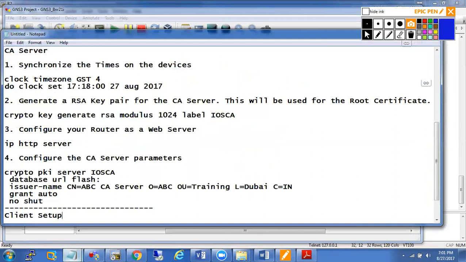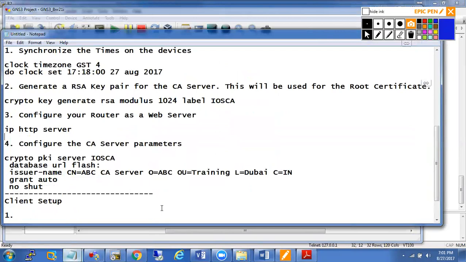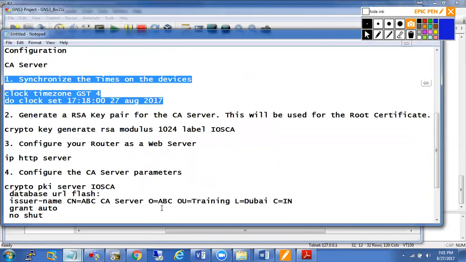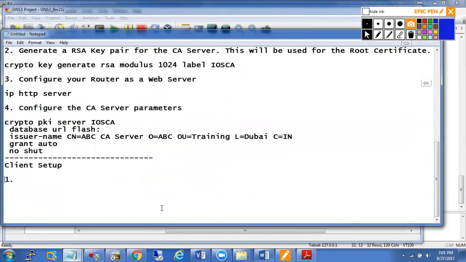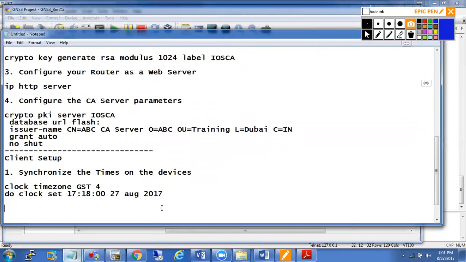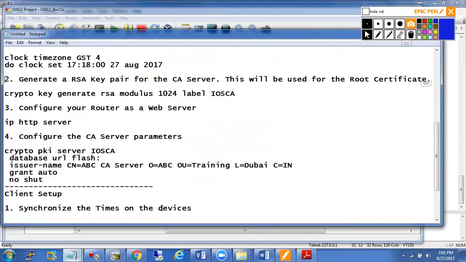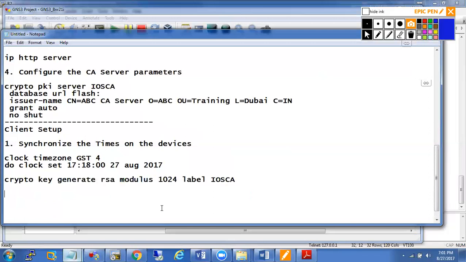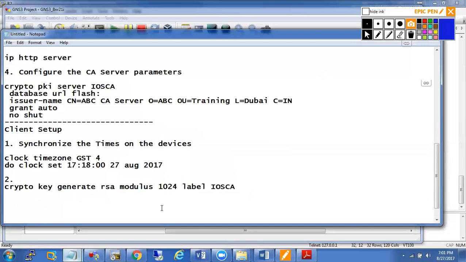Client setup. Step 1 is the same. I've done this already, but I'll just put it anyways. Step 2 is the same. Generate a RSA key pair. This will be used for the ID cert.